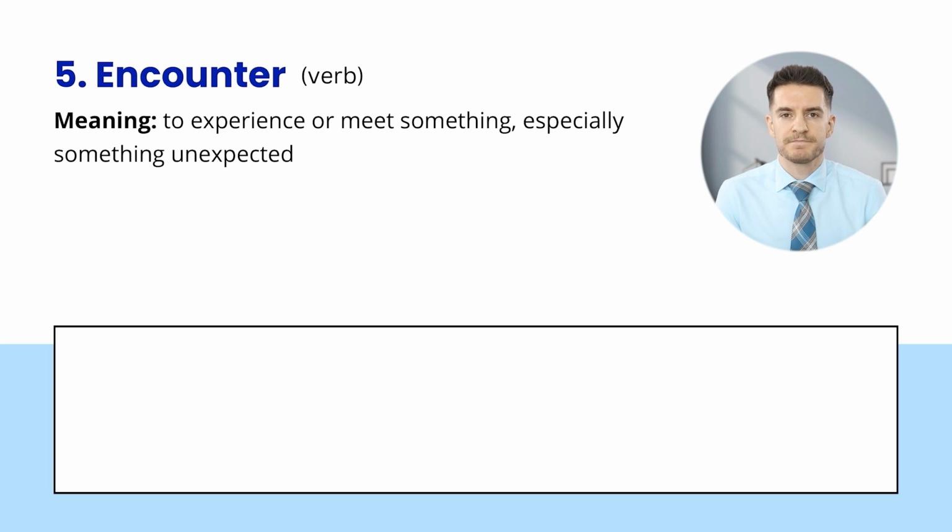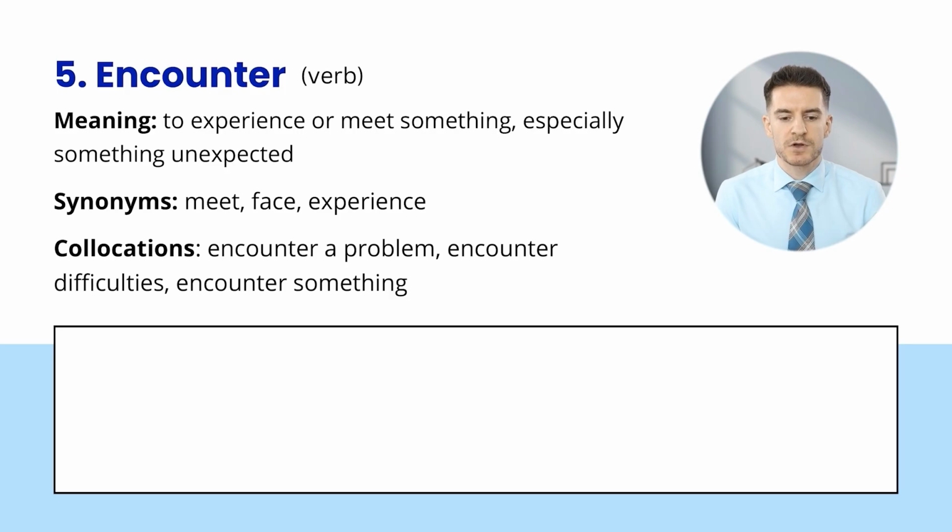Let's have a look at the 5th word now, which is encounter. Encounter is a verb, and it means to experience or to meet something, especially something unexpected or something that is unplanned. Here are some synonyms: meet, face, or experience. Here are some collocations: encounter a problem. So that means you experience a problem. Encounter difficulties. So again, that means you encounter difficulties, you encounter difficult things, you face difficult things. And finally, you can just say encounter something. So encounter plus a noun.